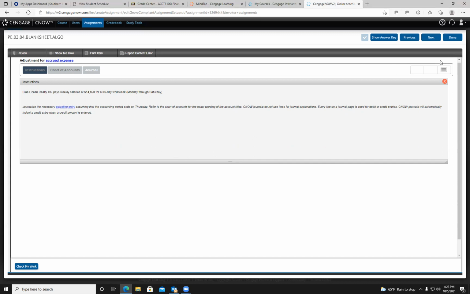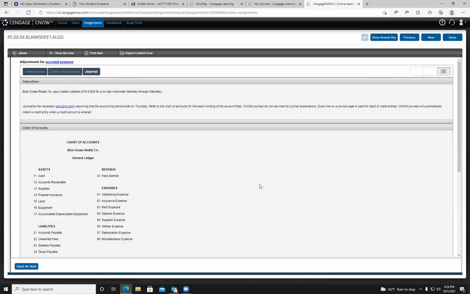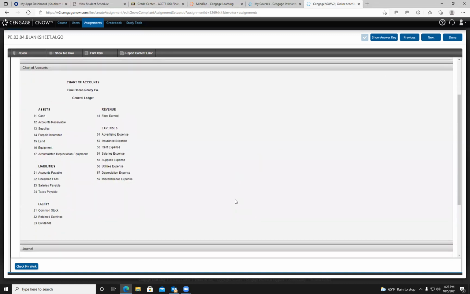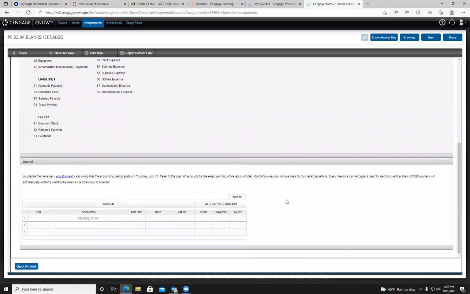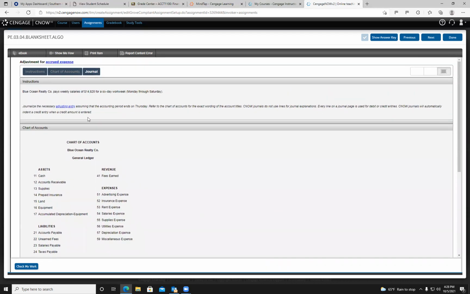So the first thing we're going to do is open up all of our tabs. And here's our chart of accounts, and here's our journal. Okay, so we've got to do a little bit of math first. It tells us that a pay week averages $14,820 for a 6-day work week.